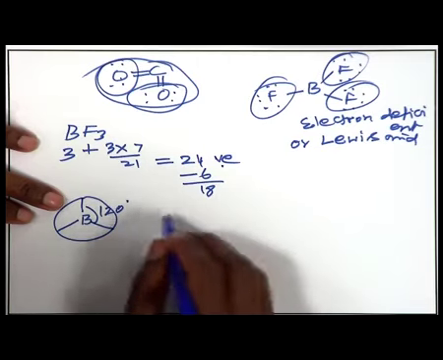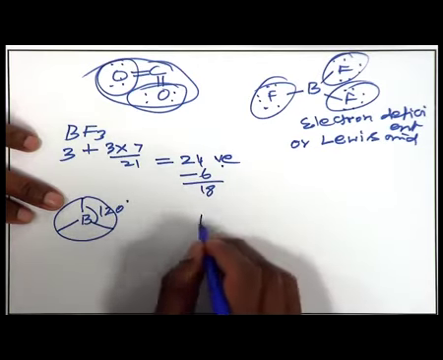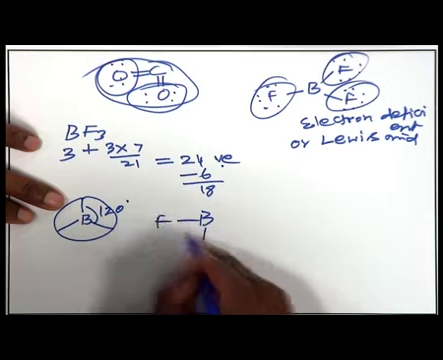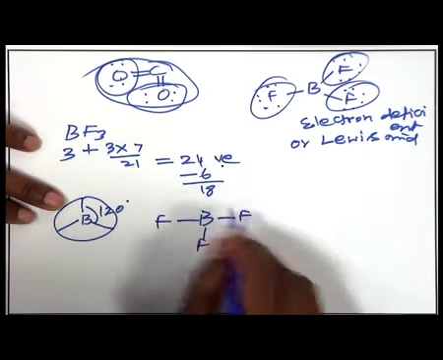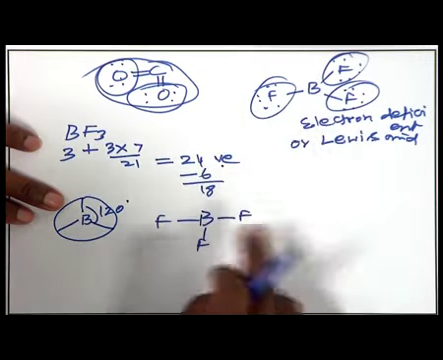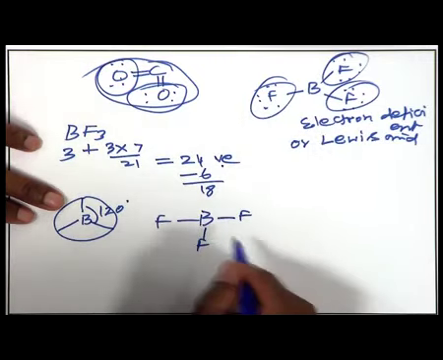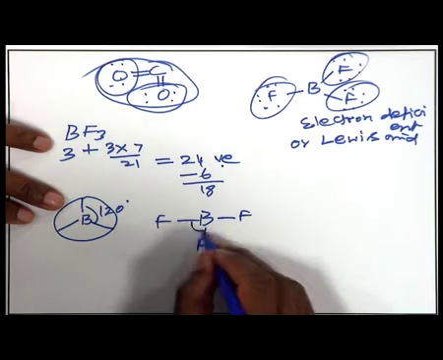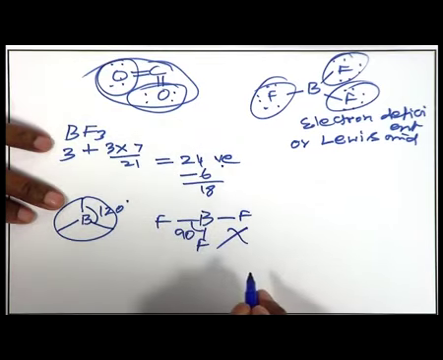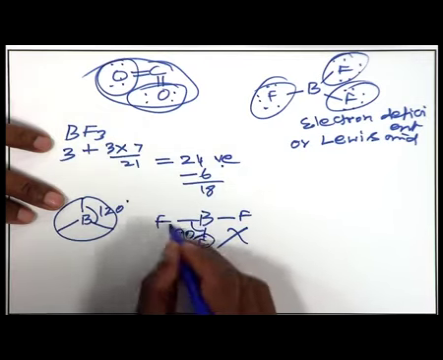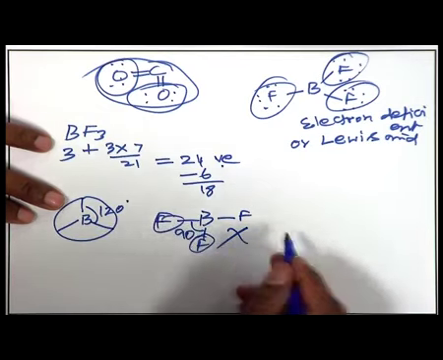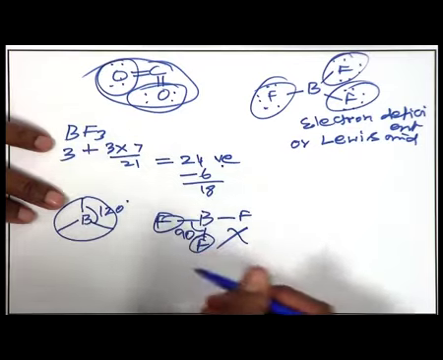If you draw any other structure, for example like this, the Lewis structure is still correct, but the angle between them is 90 degrees. So this electron density is repelled by this electron density, and they repel each other. The repulsion is more because the angle between them is lower.